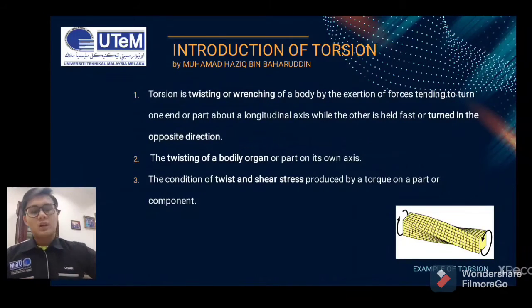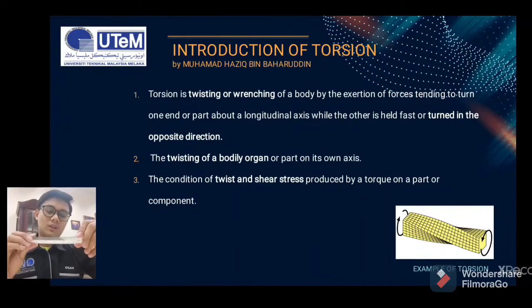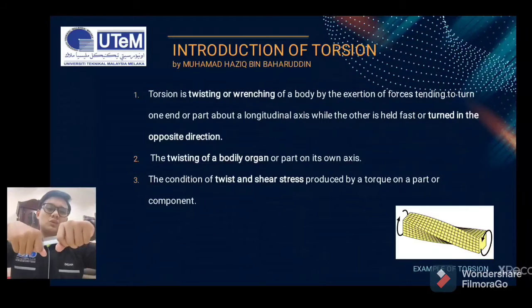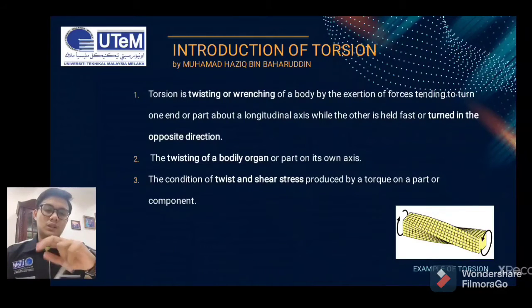So exactly, if we have something that we twist like this, with some force going in this direction and some force going in the other direction, in a different direction, it is called torsion. Or even a wrench is also called torsion.